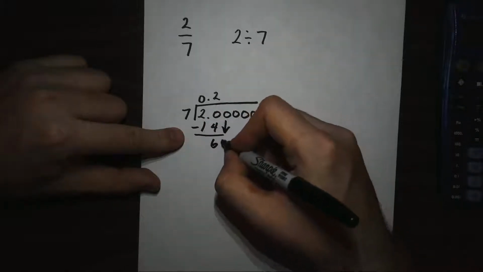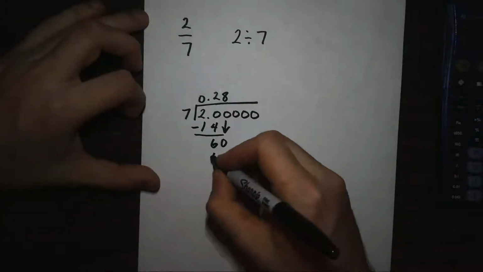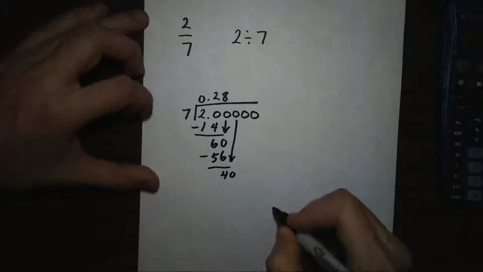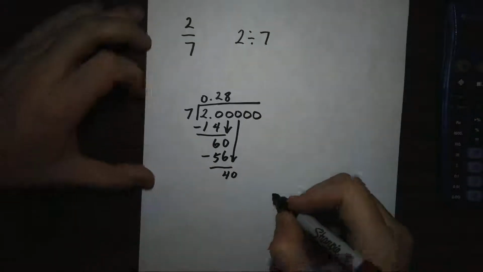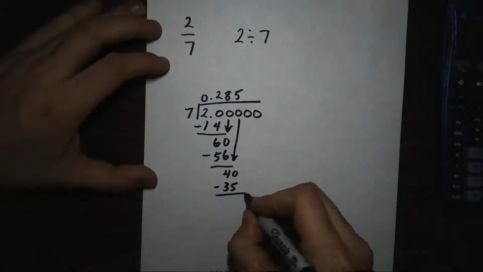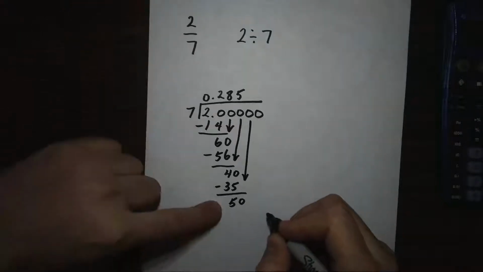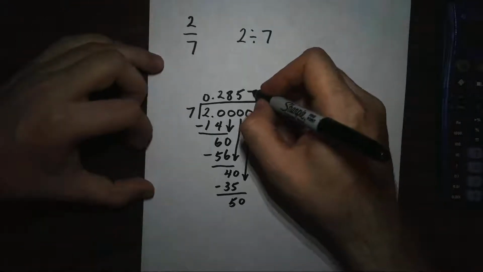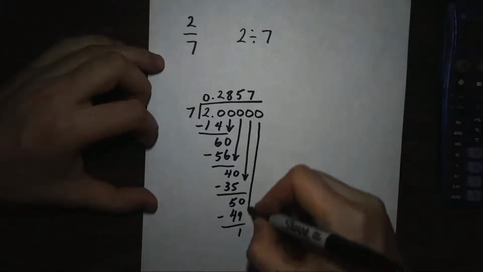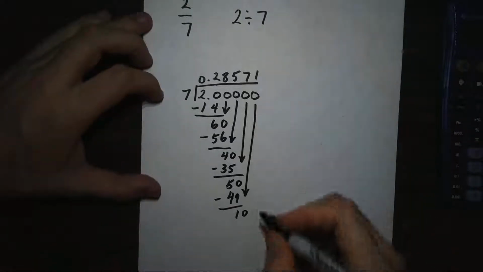And then we're going to bring down our next 0. 7 goes into 60 8 times. And bring down our next 0. 7 goes into 40 5 times. Bring down our next 0. 7 goes into 50 7 times. Bring down our next 0. 7 goes into 10 1 time.